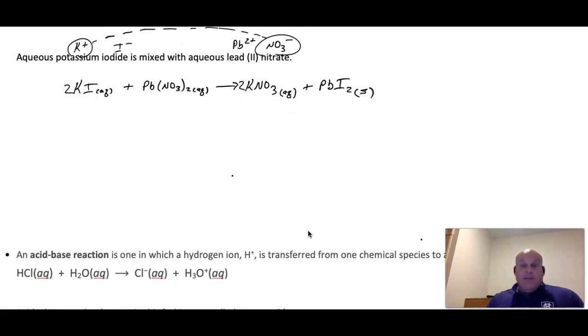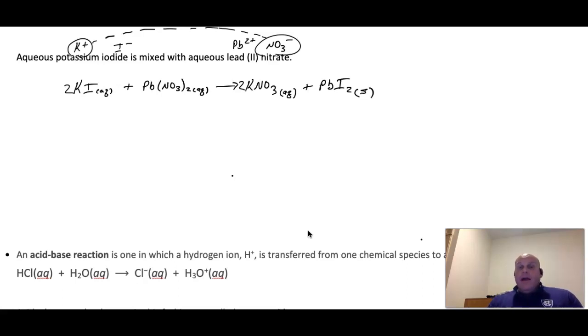This is a precipitation reaction. So this is a reaction I can now say, even though I'm working on paper here and I'm not in the lab putting potassium iodide with lead 2 nitrate, I can say with some confidence that this is a reaction that's going to occur.